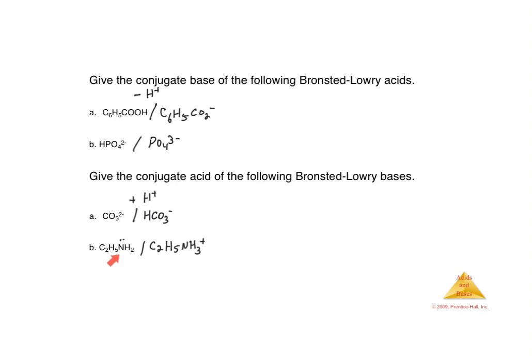Now these nitrogen-containing compounds can be a little tricky. Remember, you need a lone pair of electrons to accept that proton. So you're not going to add it to this portion of the molecule. You're going to add that proton to the nitrogen, to that amine, and you become an ammonium cation.